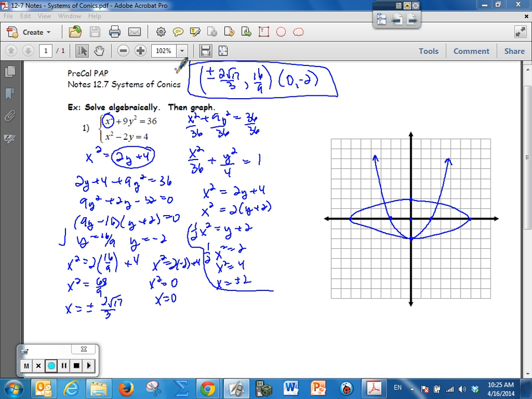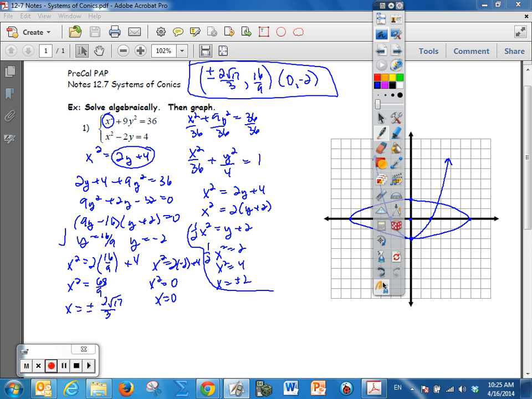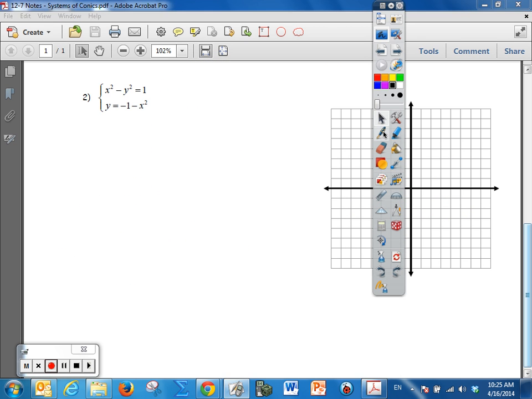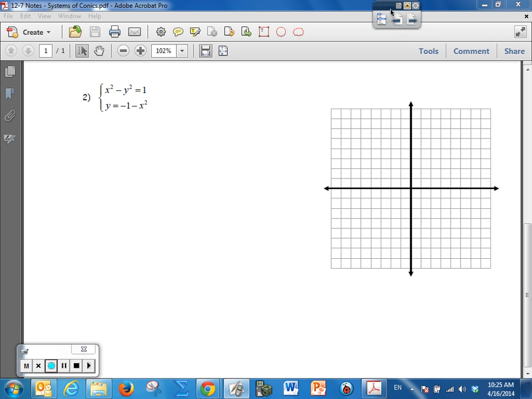Okay, let's go to the next one. So the same instructions apply to this. We need to graph them and solve them. Doesn't really matter which order you do that in. I actually prefer to graph first so I can get an idea of what I'm going to be encountering, but you don't have to. And I graphed the first one first. Let's just jump into the algebra on this one, and then we'll graph it.